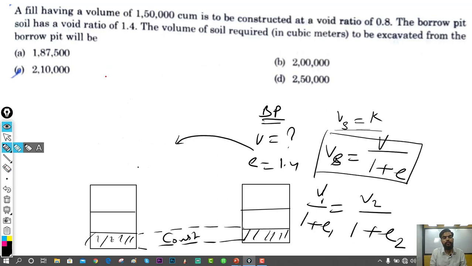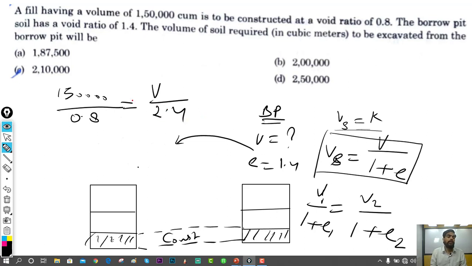And we know what our V1 is. V1 is 1,50,000, and E1 is 0.8, equals to V2, which we don't know, divided by 1 plus E2, and E2 is 1.4. So this is 2.4. When we solve this formula, the result comes out to 2 lakh. Okay, so our correct option is B.